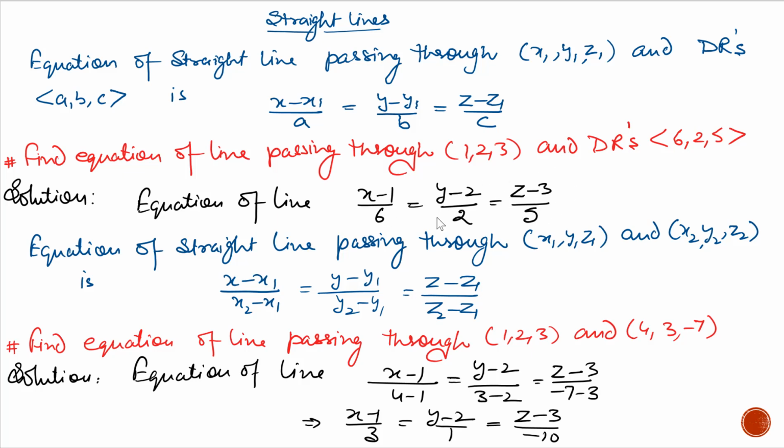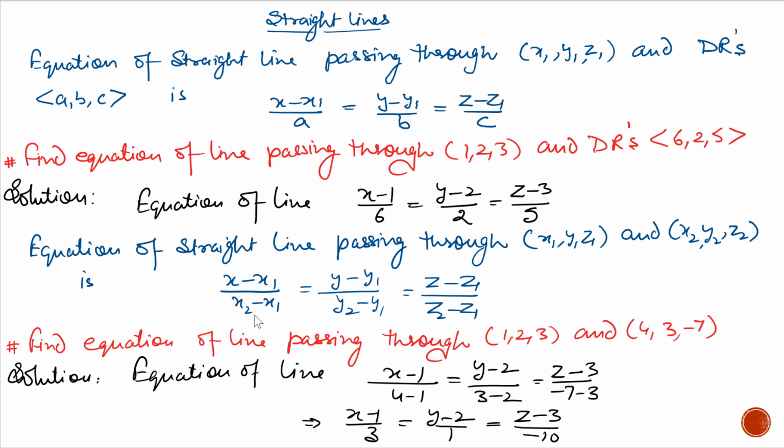upon 5. Next point. Equation of straight line passing through 2 points x1, y1, z1 and x2, y2, z2 is (x minus x1) upon (x2 minus x1) equals (y minus y1) upon (y2 minus y1) equals (z minus z1) upon (z2 minus z1). It is similar to the previous formula.